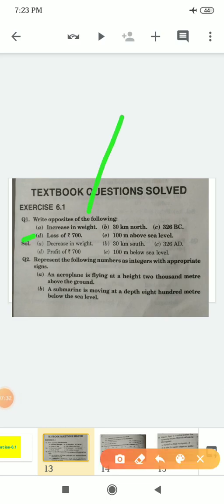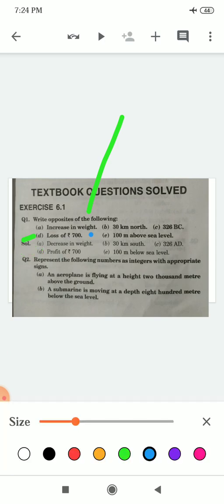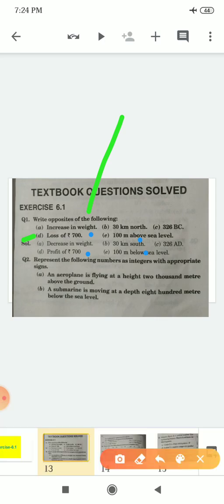First we have increase in weight. The opposite of increase is decrease, so we have decrease in weight as the answer. Number B, we have 30 kilometer north. It is saying north, so we will have south. Next, 326 BC. In your history you may have learned that 326 BC, its opposite will be 326 AD. Number D, we have loss of 700, so you will write profit of 700. Same way, above will become below. Okay, these are the opposites, you just have to note them down.